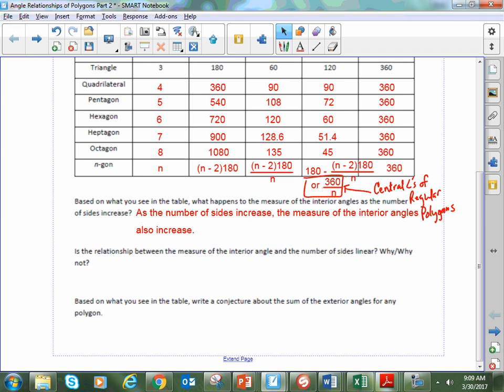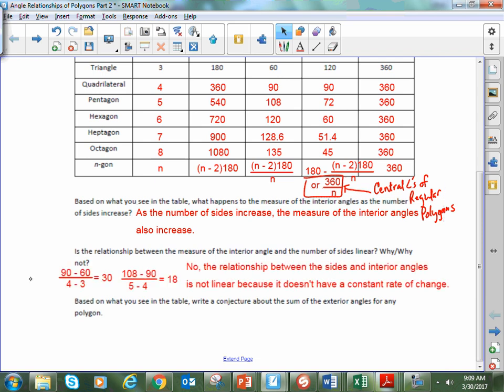Is the relationship of the interior angle and the number of sides linear? Why or why not? Well, in this case, no, it's not. You may be able to see it just by looking at the numbers and say, well, it's not increasing at a constant rate. And so what I did is I'm looking at the slope that would be formed between two sets of points when I compare the number of sides and the measure of the angles.